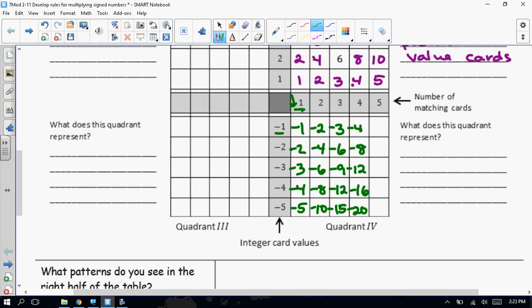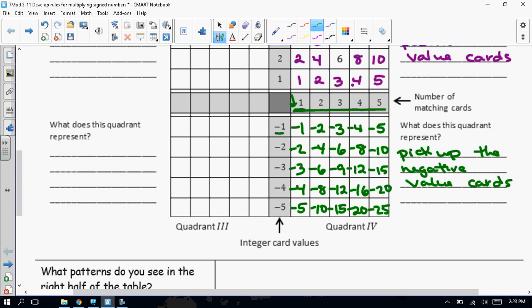Okay, let's try that last column. So I'll have what? -5, -10, -15, -20, -25. So what do all those that I just did in green represent? Well, I am picking up, because notice this means I have matching cards. I'm picking up, but what kind of cards? Negative value cards. And by picking up negative value cards, my score actually drops.